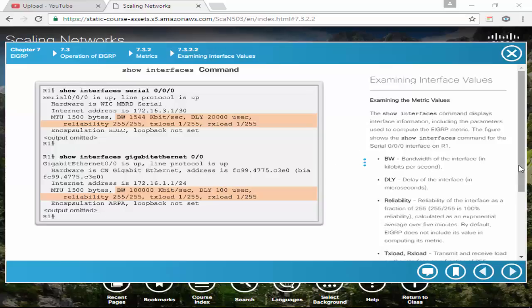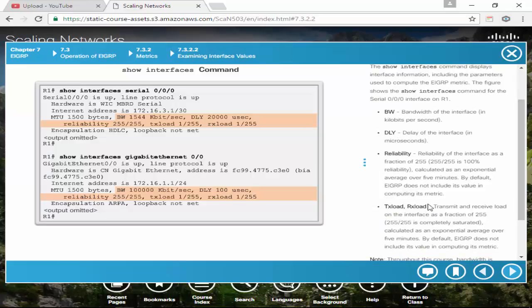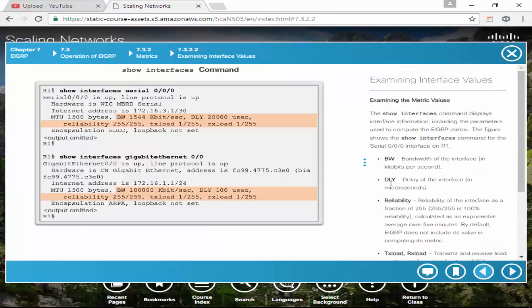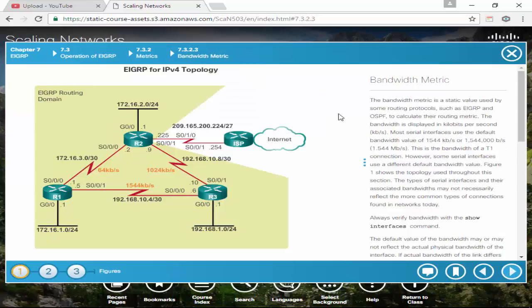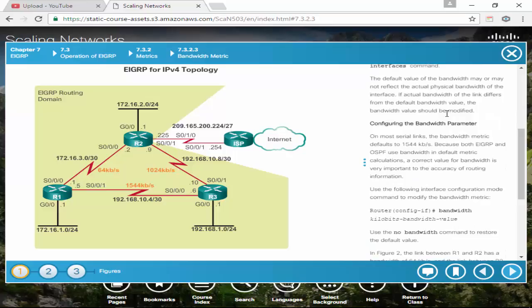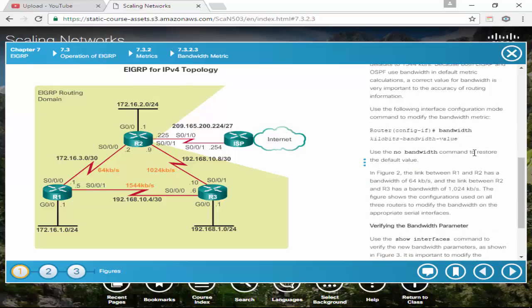But anyways, it has bandwidth, delay, reliability, TX, and RX, right? No. Reliability, TX and RX, transmit, receive. Anyways, on this, reliability is almost always 255. I don't know when these actually change. I've never seen these change in the ones that I've configured. Anyhow, it goes back to configuring the bandwidth parameter. And where do we do that? On serial interfaces, right? For it to calculate correct bandwidth, we put it on there.